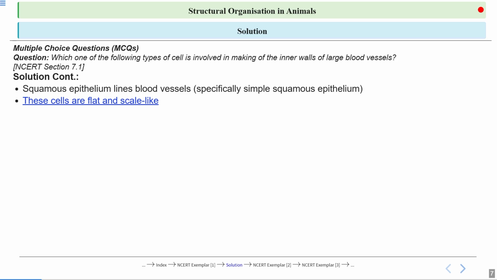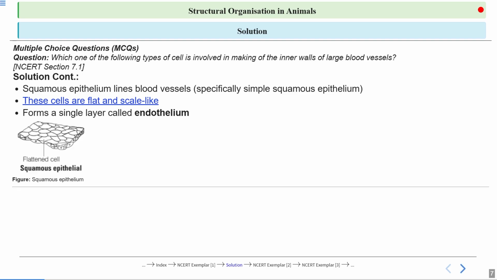These cells are flat and scale-like, very thin, and form a single layer that is called the endothelium. So if you see the lining of a blood vessel, it must be written everywhere that it is the endothelium lining or endothelium layer of cells. This endothelium layer of cells is made up of squamous epithelium. Here you can see the flattened cell that makes it very, very thin, and this is the squamous epithelium present in the internal lining of the blood vessels.